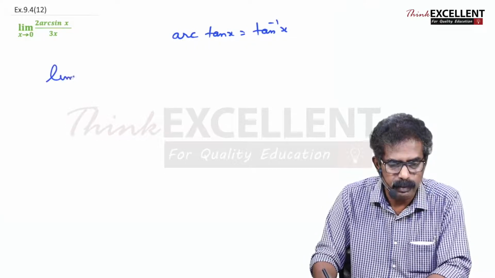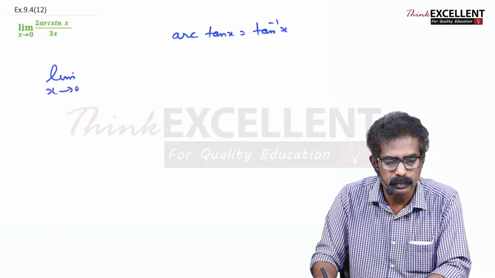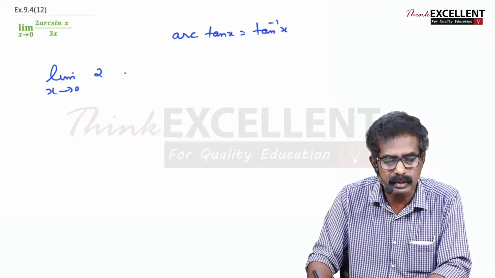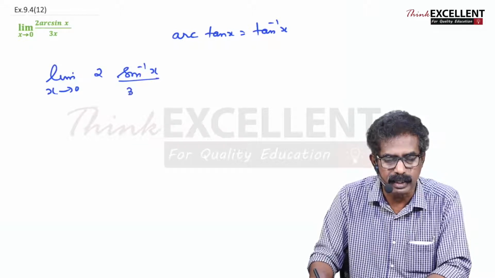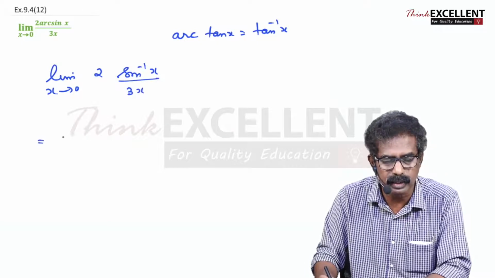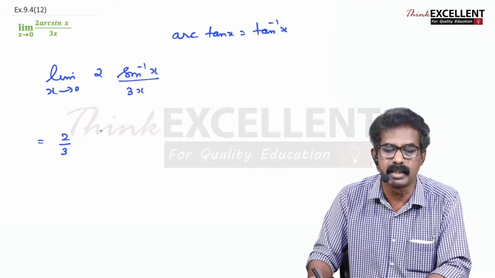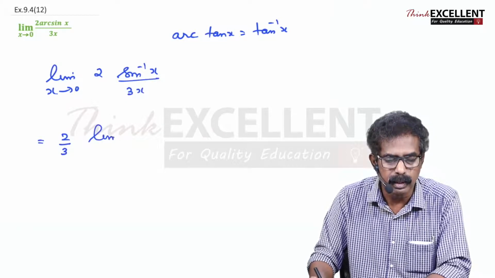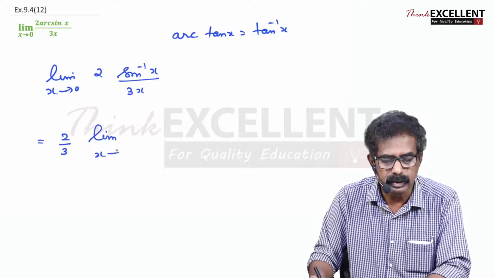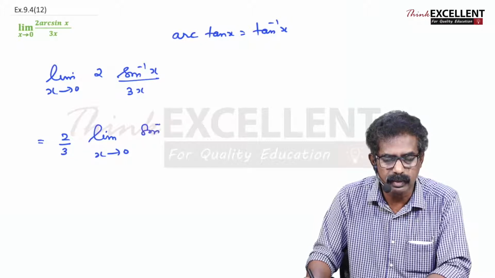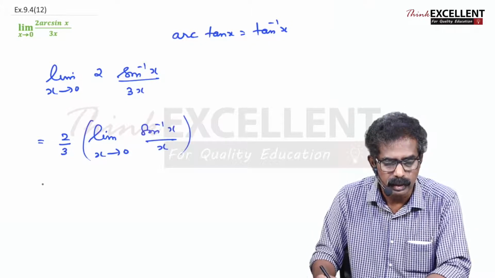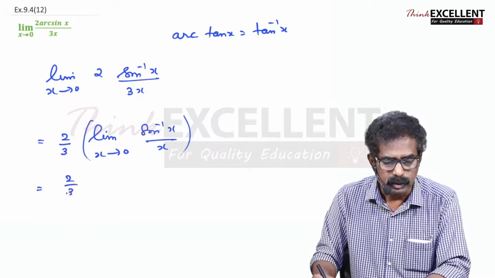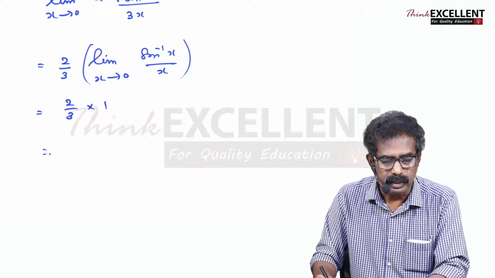Limit x tends to 0, 2 into arc sin x, so it is sin inverse x by 3x. Very simple question. 2 and 3 constants. Take it out. 2 by 3. What's the remaining? Limit x tends to 0, sin inverse x by x. Already given the result, right? So this part is 1. So the answer is 2 by 3 into 1. So that is 2 by 3.